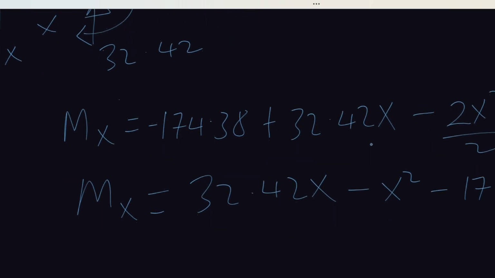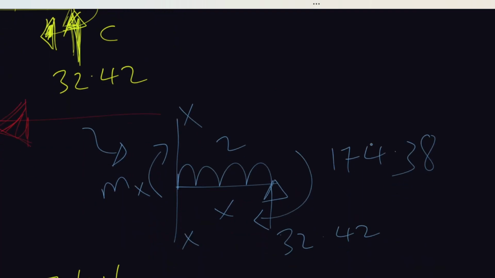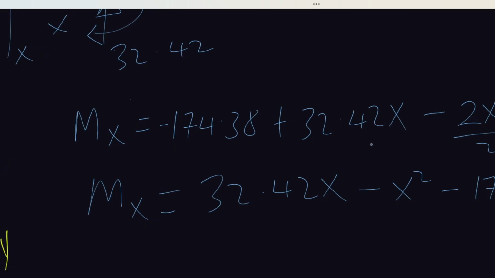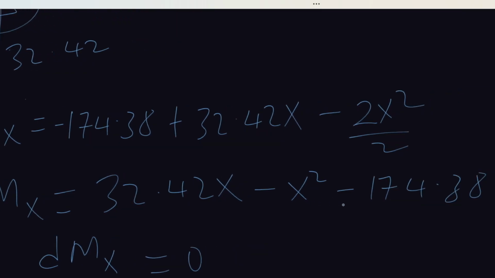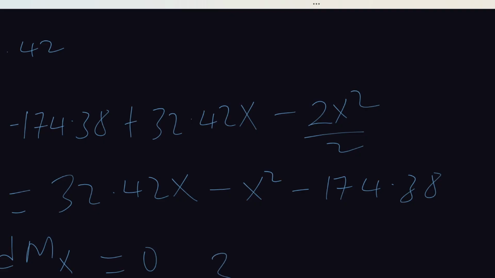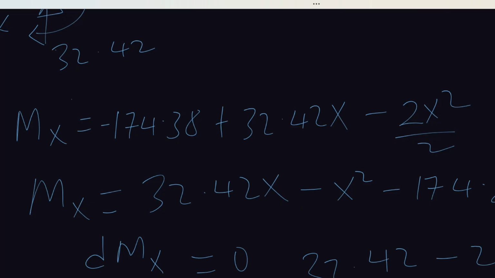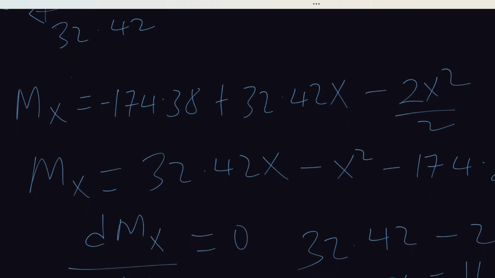Now, the point of getting this equation is so that I can know the point where my bending moment is maximum, and to know when something is maximum, the position, of course, dMx/dx is equal to 0. So differentiating the above expression, we'll be having 32.42 minus 2x is equal to 0. So x will be equal to 16.21 meters. Substituting x back into the equation for Mx, because that is the purpose, we found the position where Mx will be maximum. So let's substitute it back inside Mx.